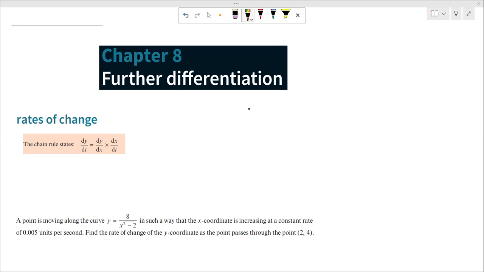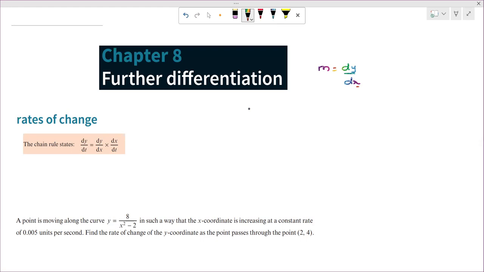Hello everyone. Today I am going to teach the topic further differentiation. In that I am going to explain the concept of rates of change. What is the rate of change? See here, actually the gradient m is equal to dy by dx, meaning change in y by change in x, meaning differentiation with respect to x. We are doing differentiation of y with respect to x.